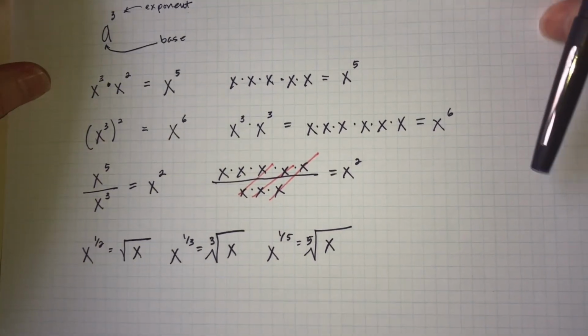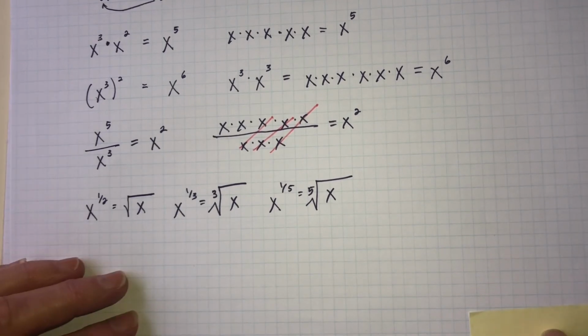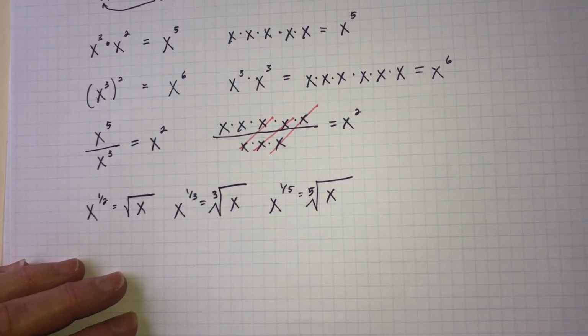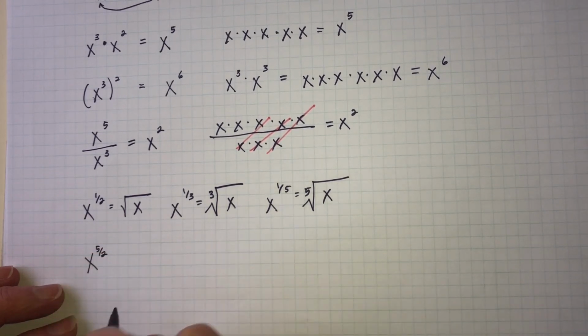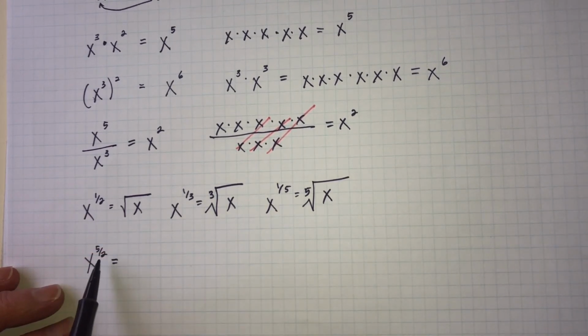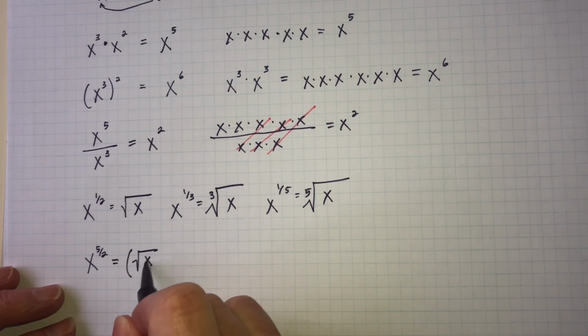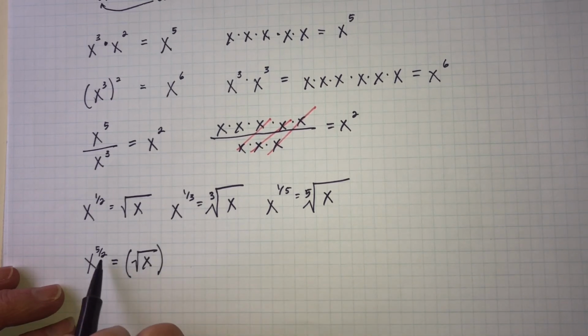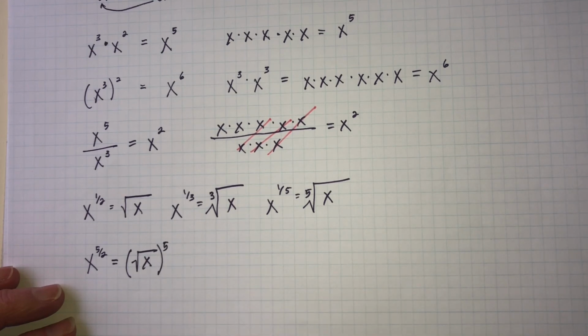Now let me move this up a little bit. Let's say we have x to the 5/2 power. So notice we have a 2 in the denominator still, but what do we do about that 5? Well, we can write square root of x, because that takes care of that 2 down there, and then that's raised to the 5th power.